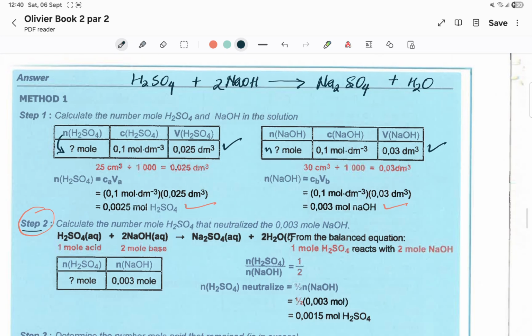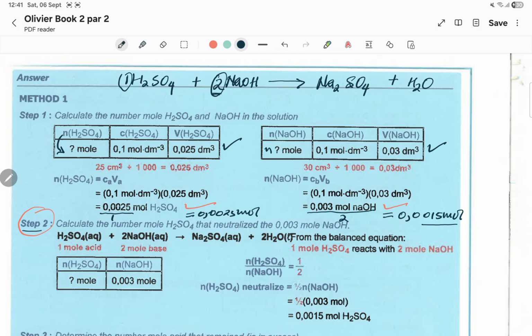So now, because I'm having the ratio, my ratio is 1 is to 2 there. So sodium hydroxide ratio is 2. I'm going to divide it by 2 there. So if you divide by 2, you're going to get 0.0015 mole. So this one, you're going to divide it by 1, which is the ratio. So now you're going to get 0.0025 mole. So then you compare the two answers.